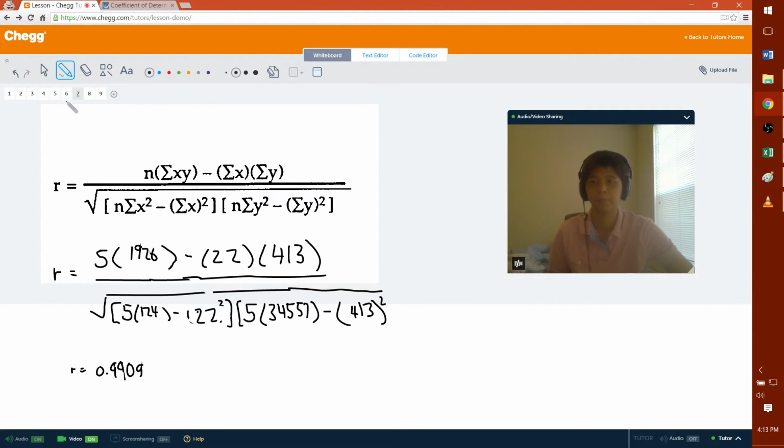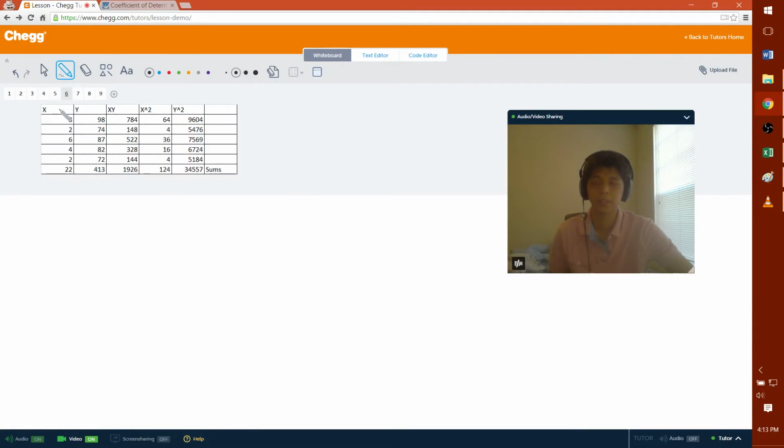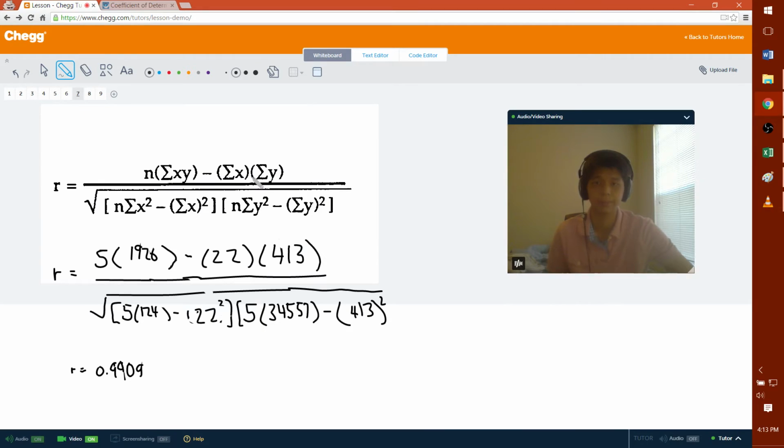Summation of x, no problem. We go to our table, look at x, go down to our last row, and it's 22. Plug it in. Same thing for y. So, it looks pretty easy now, but I want to point out one thing, and that's the difference between this value, which is the summation of all the x squares, and this value, which is the summation of all the x's and then squared.